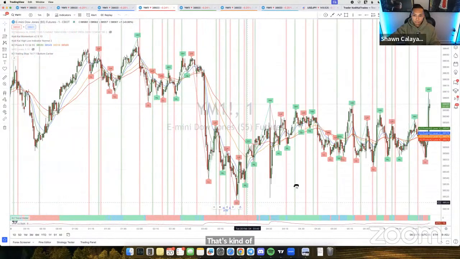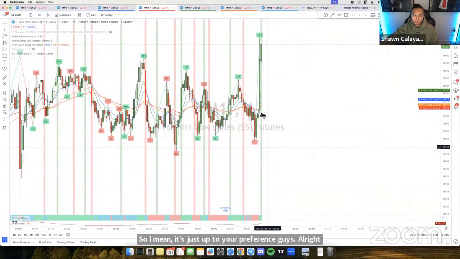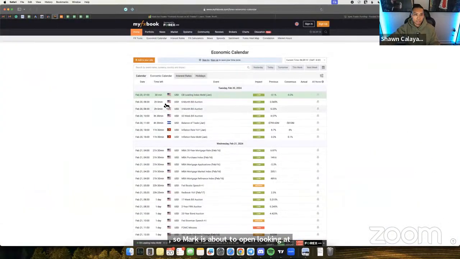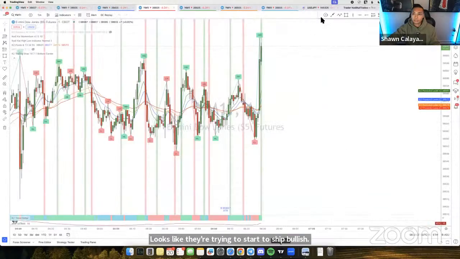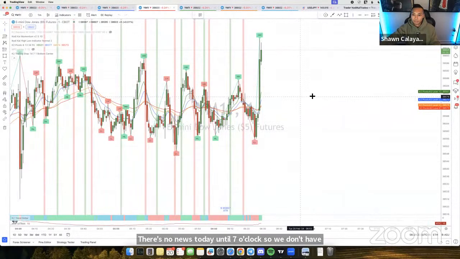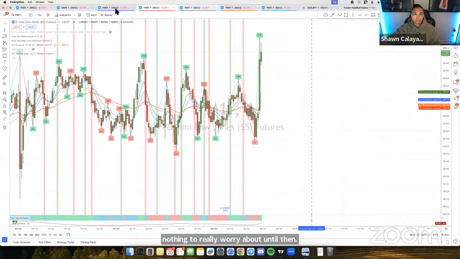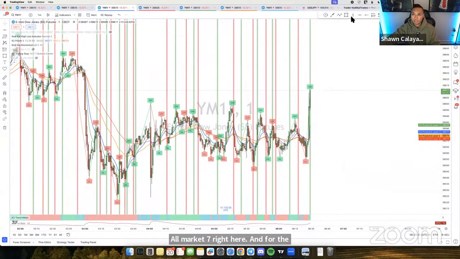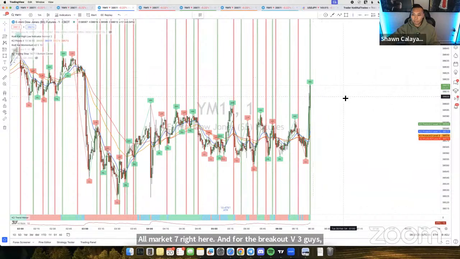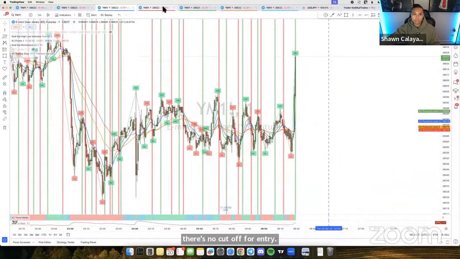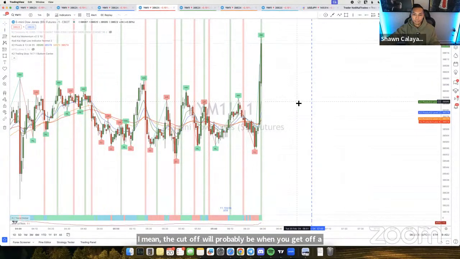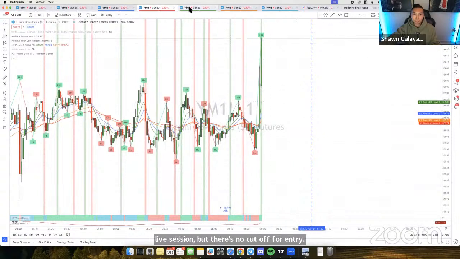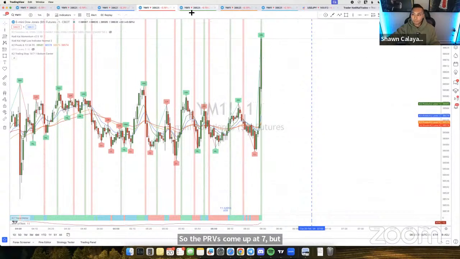All right, so market is about to open. Looking at the market over here, it looks like the trend is starting to shift bullish. There's no news today until 7 o'clock, so we don't have anything to really worry about until then. So I'll mark up 7 right here. And for the breakout V3, guys, there's no cutoff for entry. The cutoff will probably be when you get off the live session, but there's no cutoff for entry. So the PRB is cut off at 7, but the breakout V3 can pretty much happen whenever.